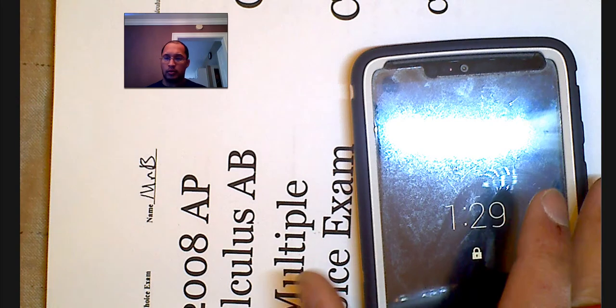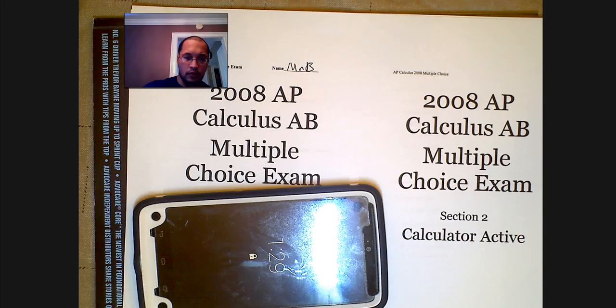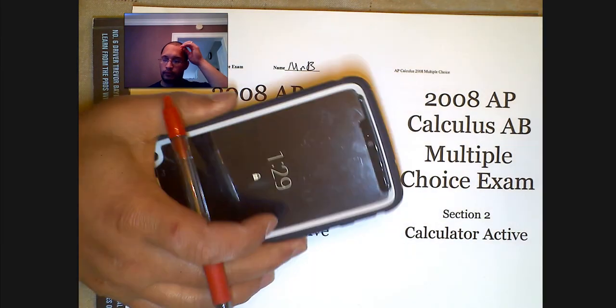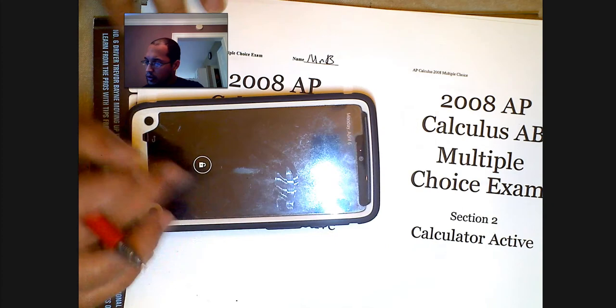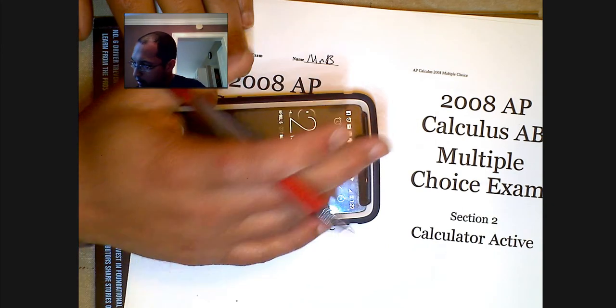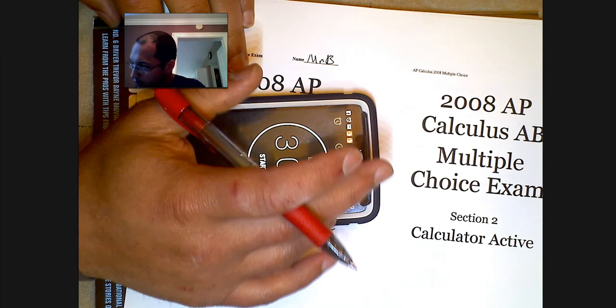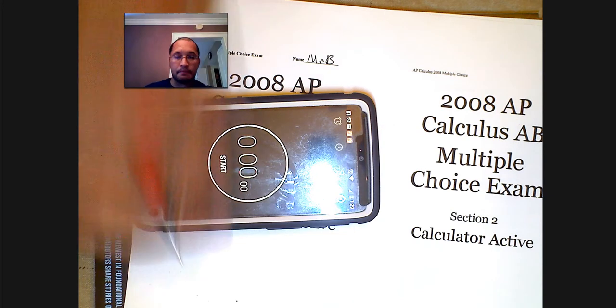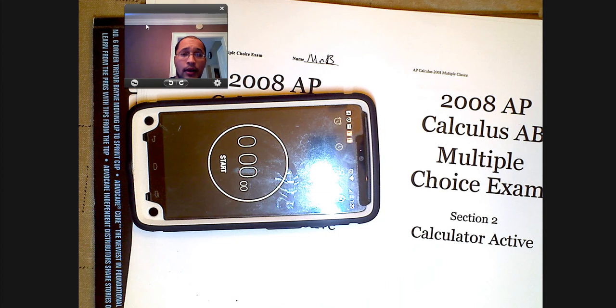Okay, I need to rotate it because these questions are horizontal. I'm going to set the timer for 60 minutes just to record. It's not going to take me 60 minutes. I'm just going to record. Well, I'll put the stopwatch. How about that? Okay. I'm kind of nervous.